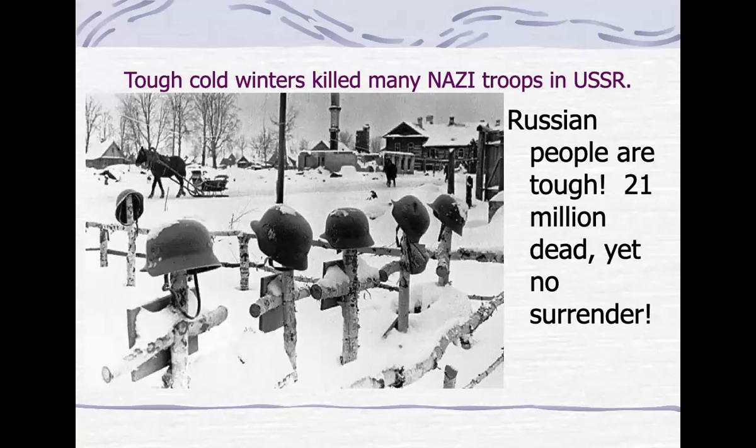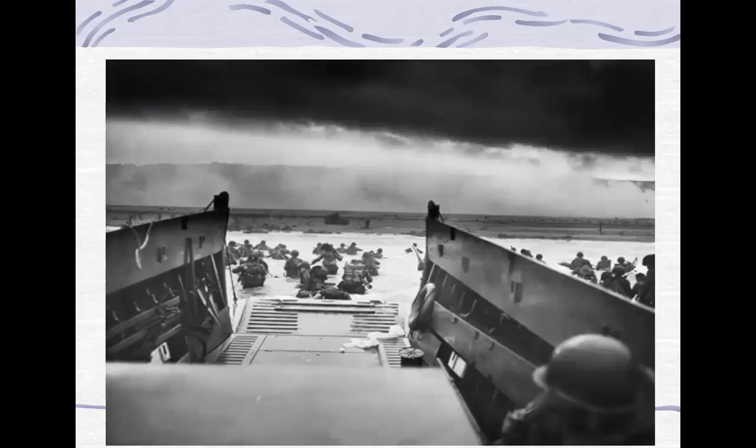So now we're going to look at the USSR or Russia in that area up in northern Europe. Tough cold winters killed many Nazi troops in the USSR, and the Russian people are tough. 21 million dead, yet no surrender.